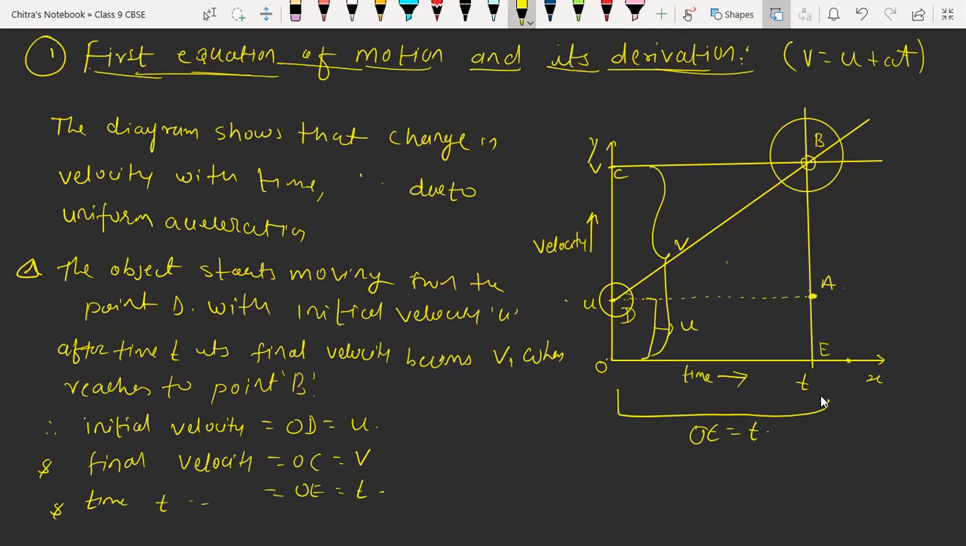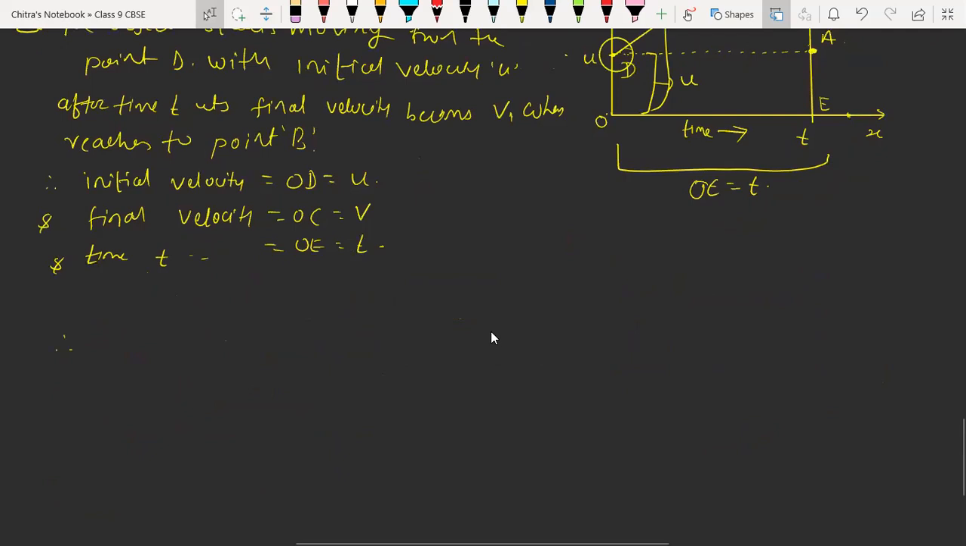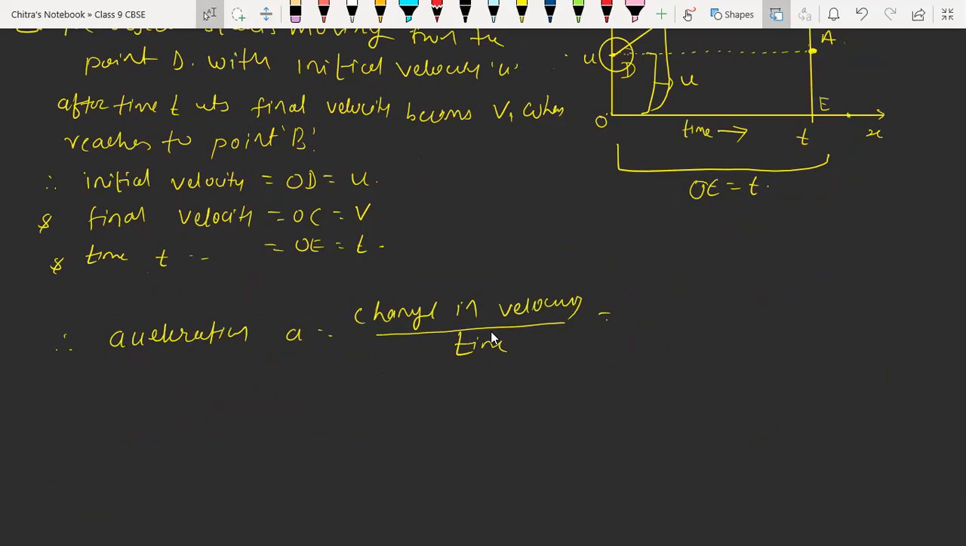See here in this diagram, we can write acceleration, which is nothing but change in velocity divided by time. Therefore, a equals change in velocity divided by time. Change in velocity means final velocity minus initial velocity.